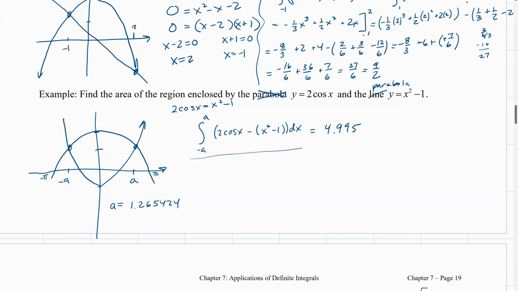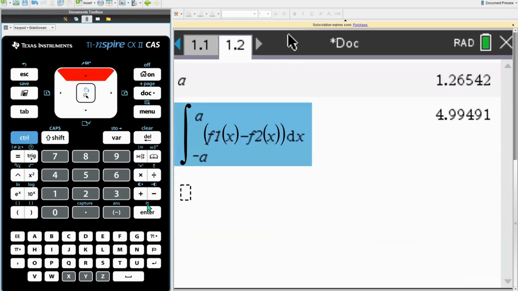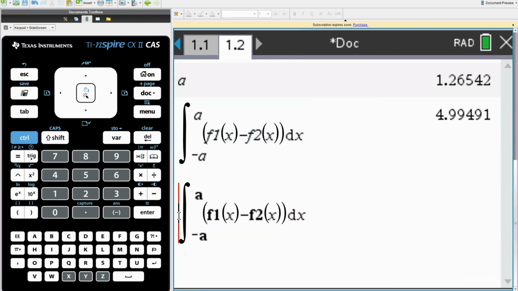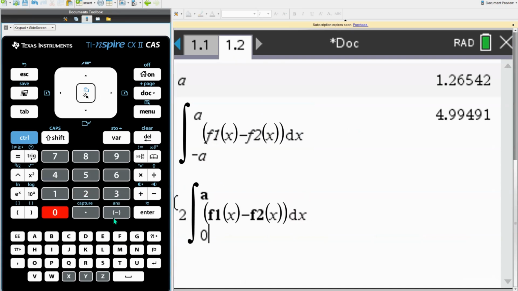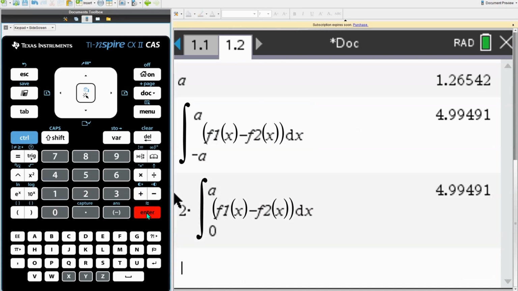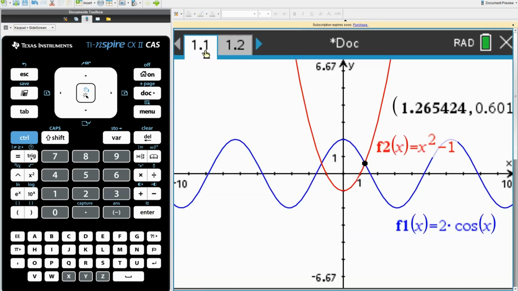4.995. By the way, because of the symmetry, we might have also written our expression as 2 times the integral from 0 to A of 2 cosine of x minus x squared minus 1. And if we did that, we should get the same answer out of the calculator. Let's go ahead and put a 2 in front, change that lower bound of integration to 0, and we do get the same answer. All right, looking good.